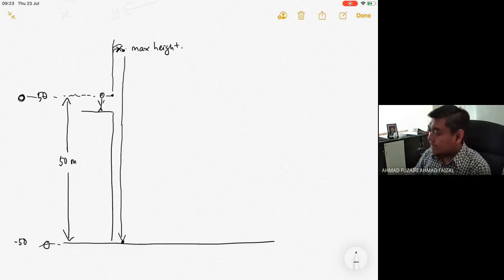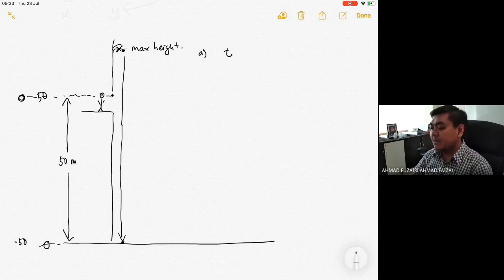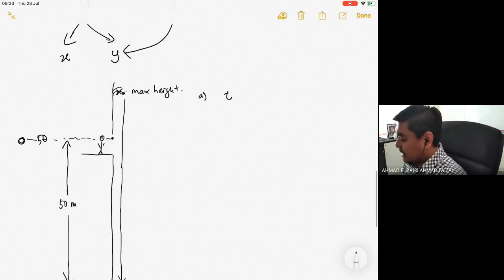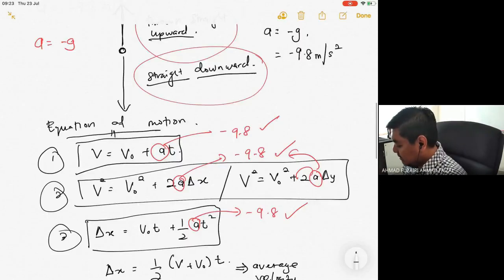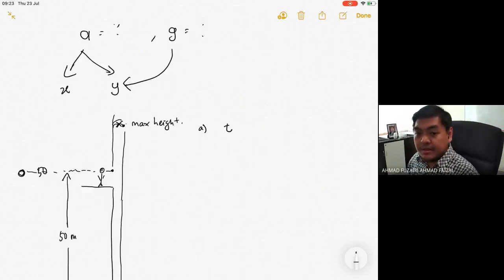So soalan yang pertama, tengok soalan dia tanya, determine the time. Dia mesti cerita pasal time. Kenapa? Always cerita pasal time. Time needed for the ball to reach the maximum height. To reach the maximum height, equation mana kita nak pakai? Tadi kita dah ada a few equation dekat sini. Kita tengok yang involve time, sama ada nombor 1 ataupun nombor 3 je. So which one yang lebih sesuai? Maybe kita boleh pakai equation yang kedua atau yang ketiga.